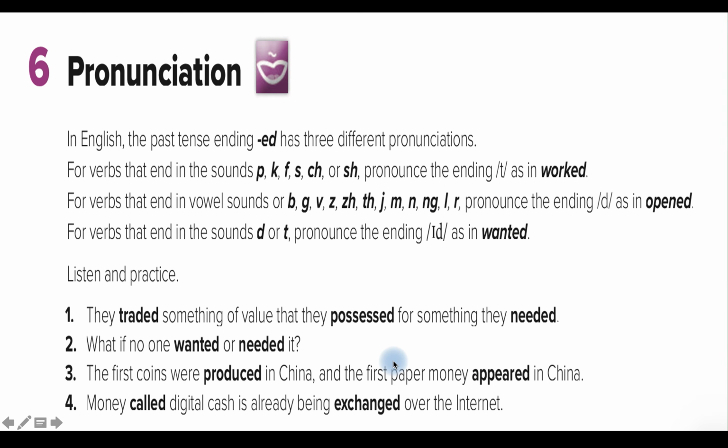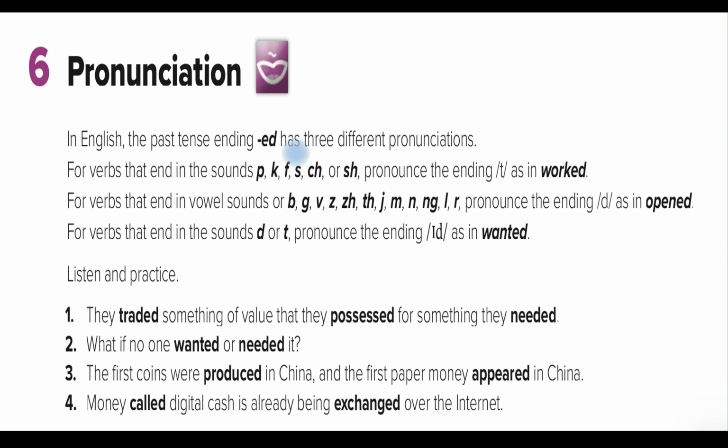Now let's move on to the second part, which is the pronunciation, and this is very important. You know that in the past form we sometimes add ed. Sometimes we add ed to get the past of the verb. This is of course in the regular verbs, for example add, added, start, started.